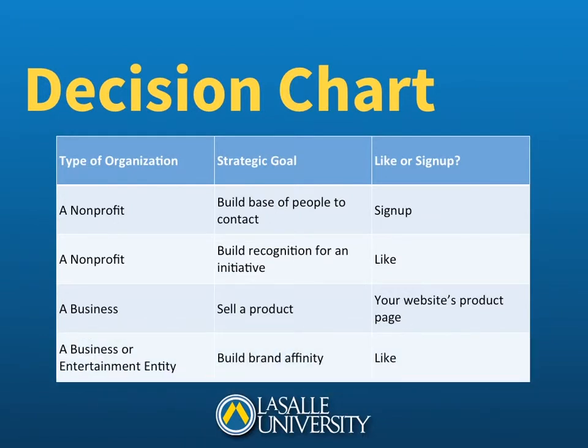And then a business or a media entertainment entity, say you want to just build brand affinity, you want to connect with them, say on your Facebook page, but you don't have enough people on your Facebook page. Maybe you want to advertise the like there. So just to break it down, those are the types of organizations, some possible strategic goals, and then how you would choose. It just depends on the strategic goal of the campaign, what you're trying to do, and you're going to choose where you want to send them when they click on that ad based on that information.